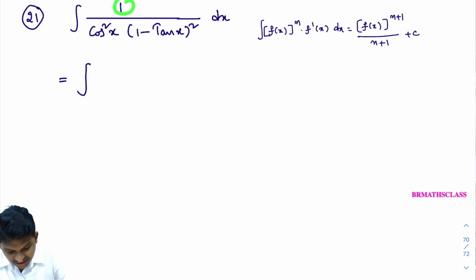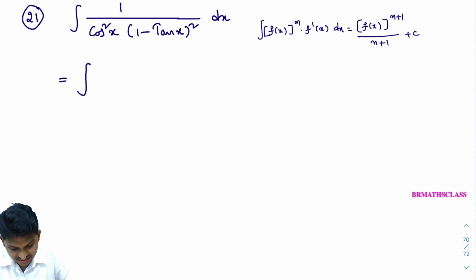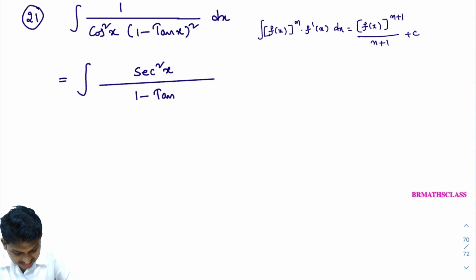Look here, 1 divided by cos square x. In trigonometry, you know that 1 by cos x is secant x. 1 by cos square x is what? 1 by cos square x is secant square x, whole divided by 1 minus tan x. Sorry, I made a mistake.